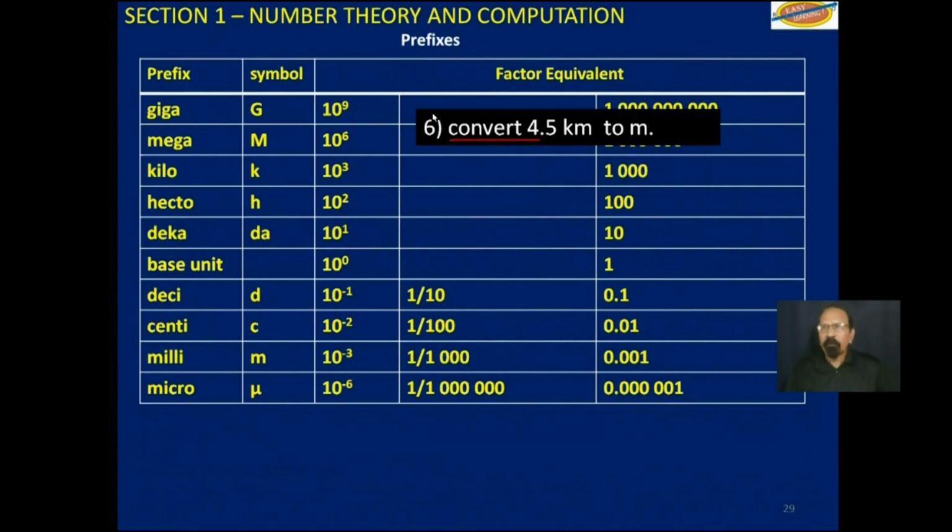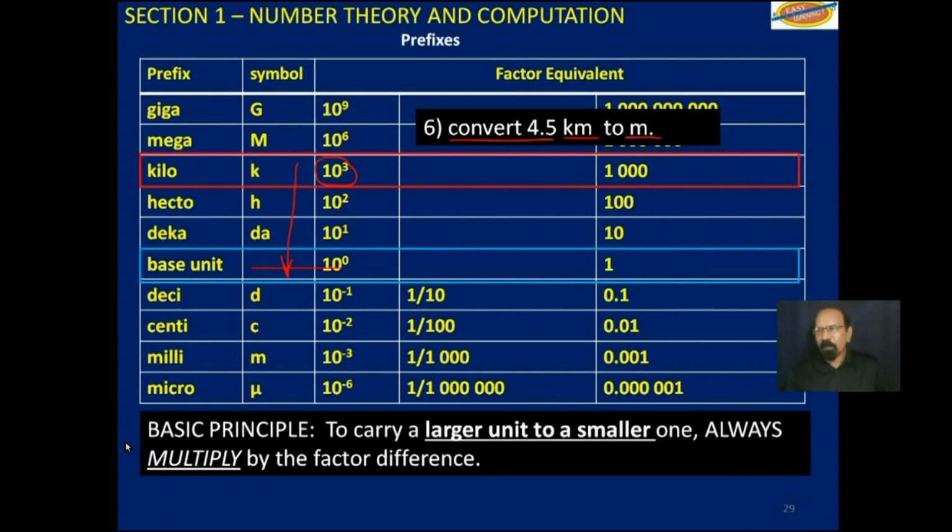Now, convert 4.5 kilometers to meters. Okay, so we are doing something different now. We are at kilometers, and we are going to meters. So we are moving from a larger to a smaller unit. Now, we will have to multiply by the factor difference. We find the factor difference the same way we did when we were going the other way around.